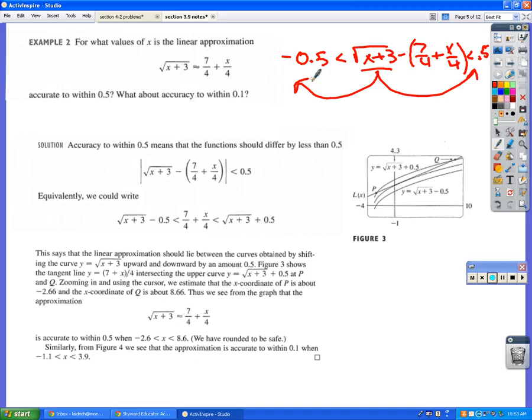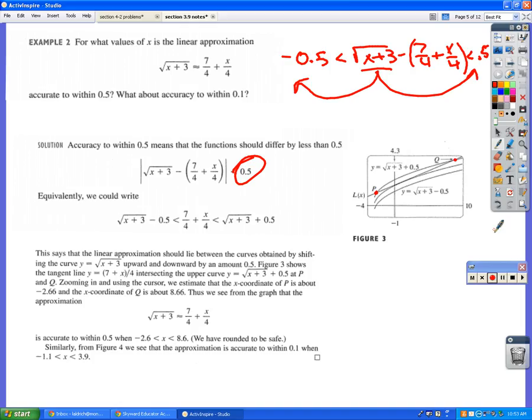This says that the linear approximation should lie between the curves obtained by shifting this curve right here upward and downward by an amount of 0.5, and that makes sense, yes? Because you want to be within 0.5 of the correct answer, so if you move the original curve up 0.5 or down 0.5, as long as you're in between there, you're going to be okay. If you're anywhere inside of that range, your linear approximation will be within 0.5 of the correct answer.